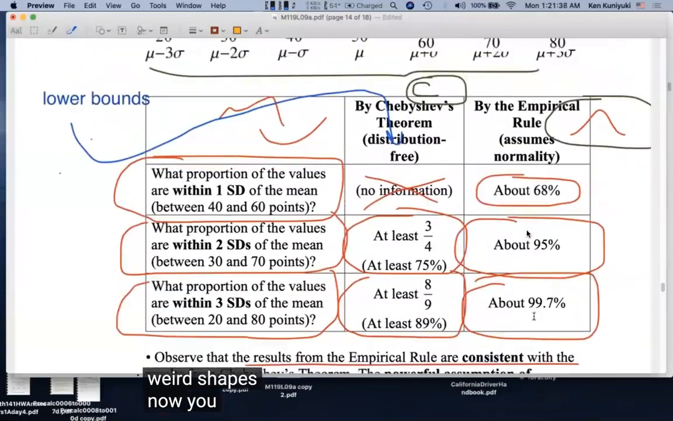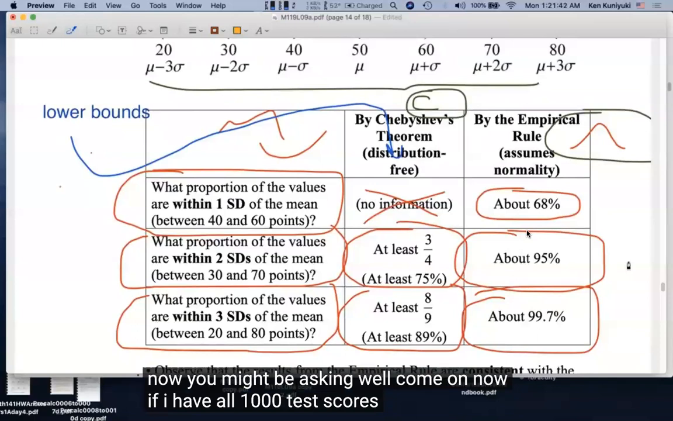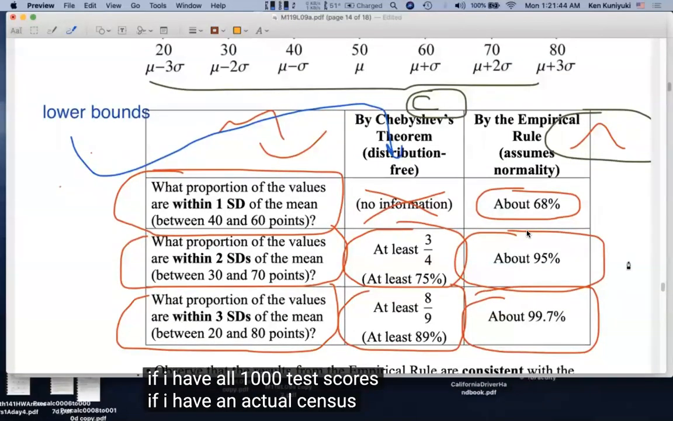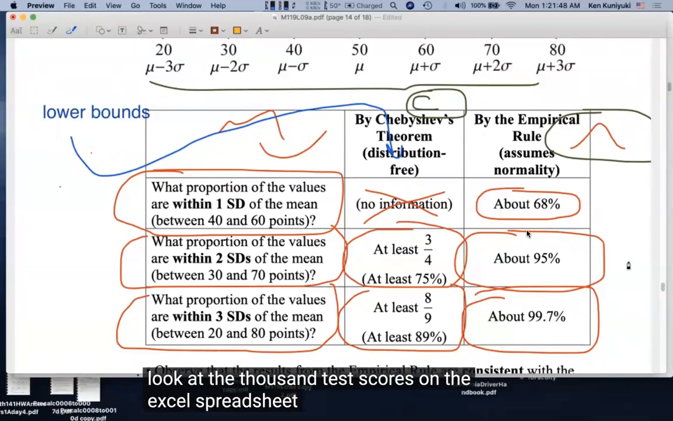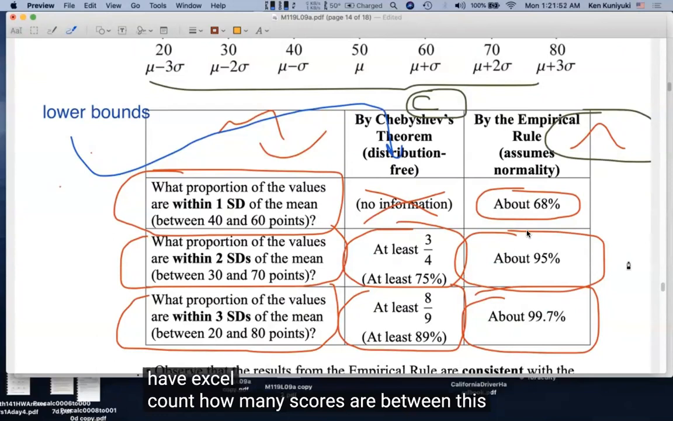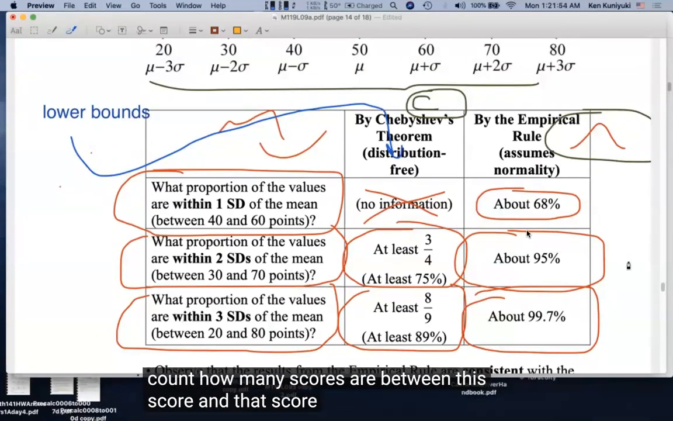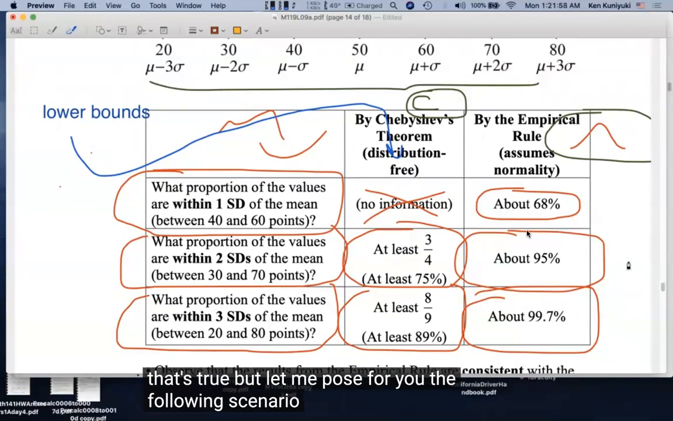Now, you might be asking, well, come on now. If I have all 1,000 test scores, if I have an actual census, can't I just look at the 1,000 test scores on the Excel spreadsheet, maybe sort them, and have Excel count how many scores are between this score and that score? That's true, but let me pose for you the following scenario.